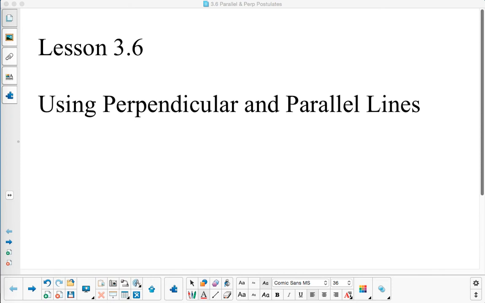The lesson that I'm going through with you today is lesson 3.6, and it is called Using Perpendicular and Parallel Lines. If you want the title, please pause and write that down.